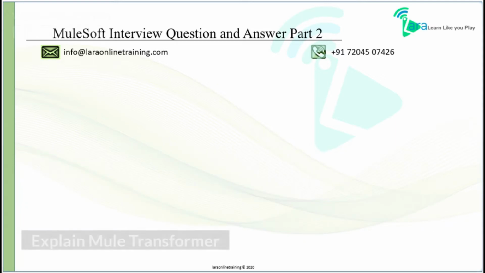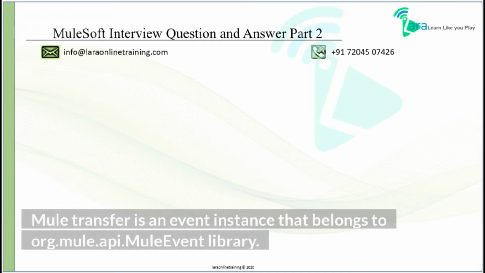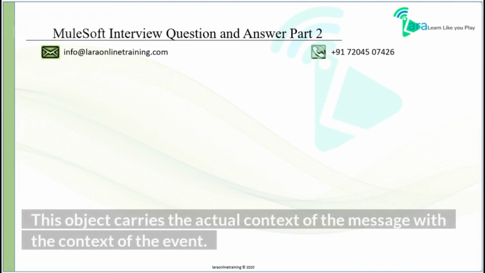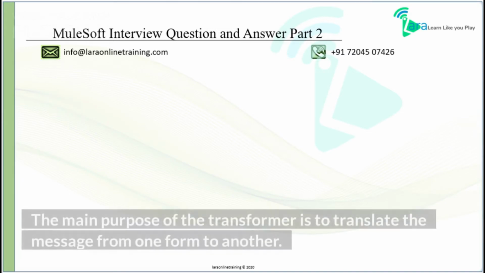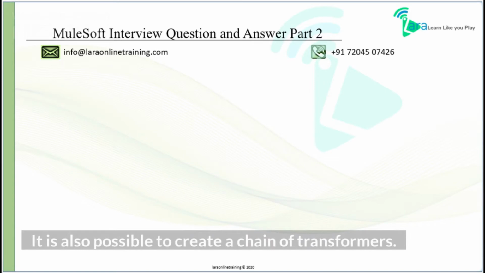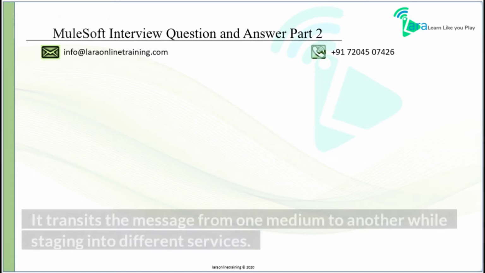3. Explain Mule Transformer. Answer. Mule Transformer is an event instance that belongs to org.mule.api, Mule Event Library. This object carries the actual context of the message with the context of the event. The main purpose of the transformer is to translate the message from one form to another. It is also possible to create a chain of transformers. It transits the message from one medium to another while staging into different services.